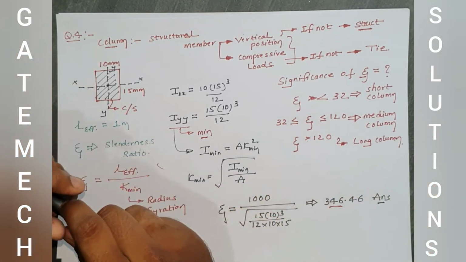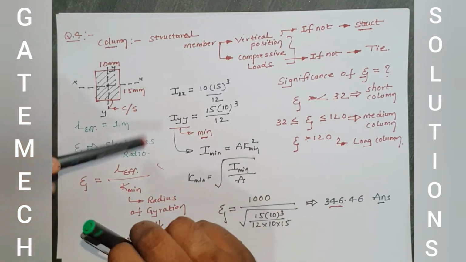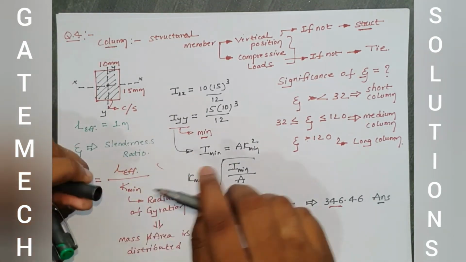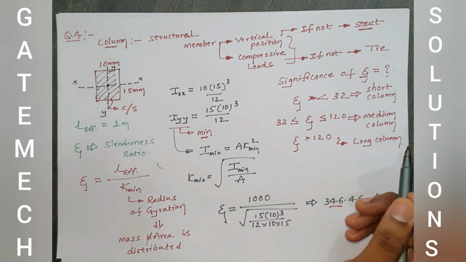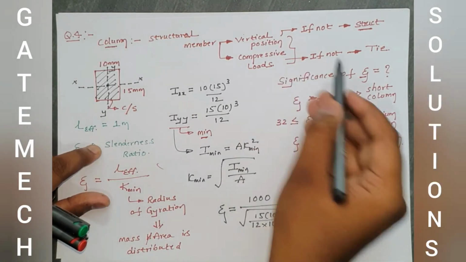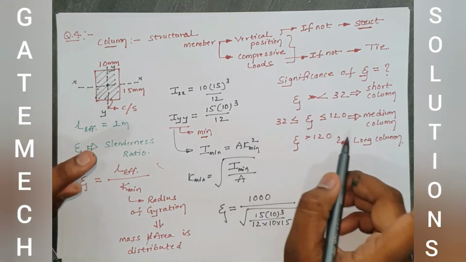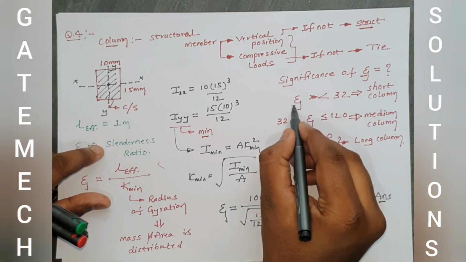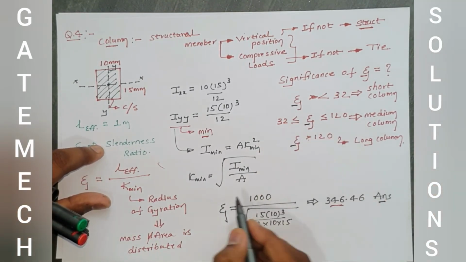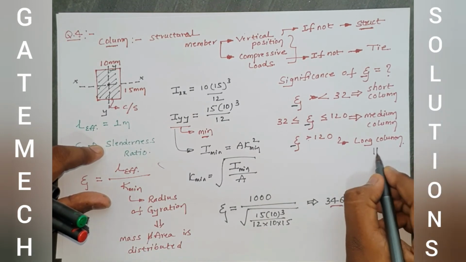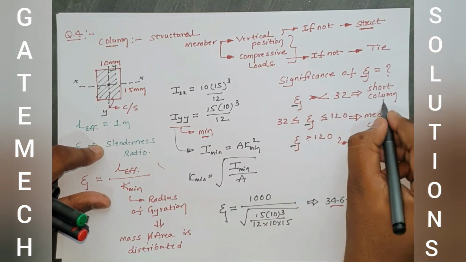So in an interview they will ask how we can differentiate long columns and short columns. Don't say according to its length. We should not differentiate which one is a short column and which one is a long column according to the length. It should be according to the slenderness ratio. If the slenderness ratio is more than 120, it is called a long column. Less than 32 is called a short column.